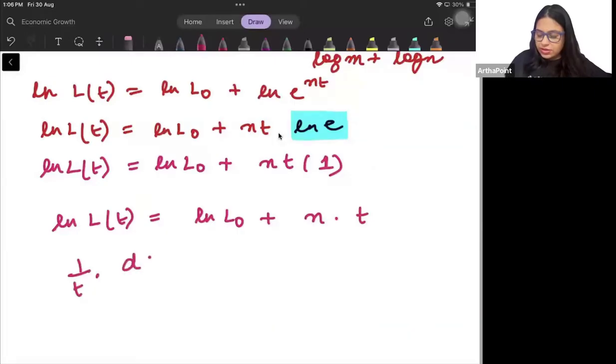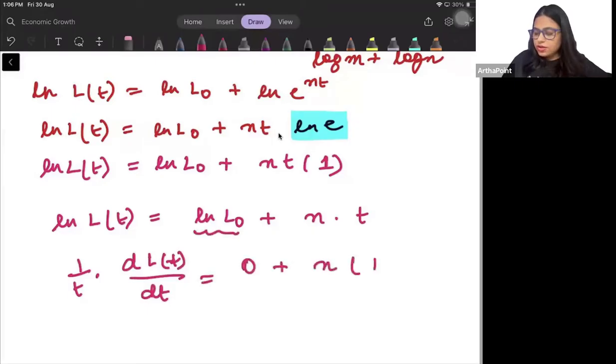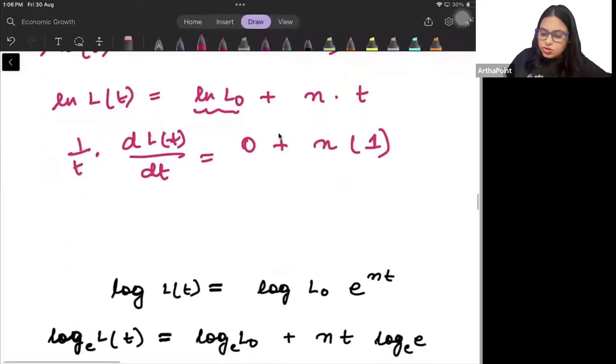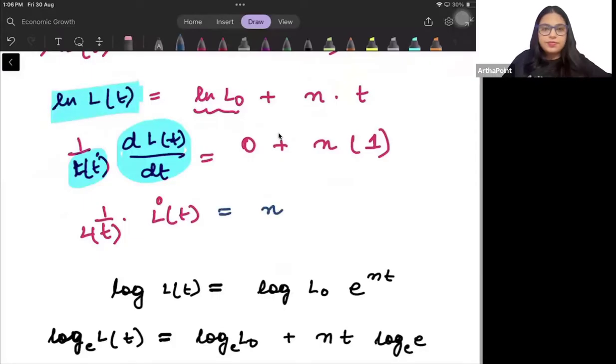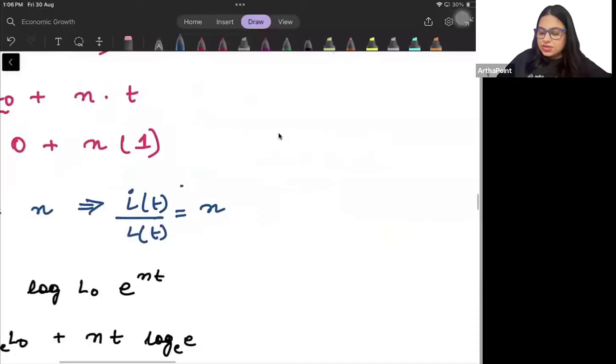Now I can just differentiate this with respect to time. So 1 by Lt into dLt by dt equals, this is a constant, its differentiation will be 0, and differentiation of time will be 1. So this will give me 1 by Lt into L dot, how L is changing over time, which is the differentiation of ln Lt, and this will be equal to n. This is nothing but the growth rate of labor, equal to n.